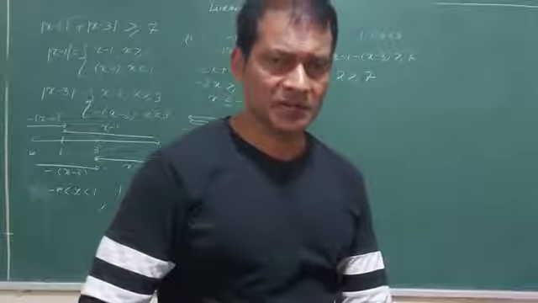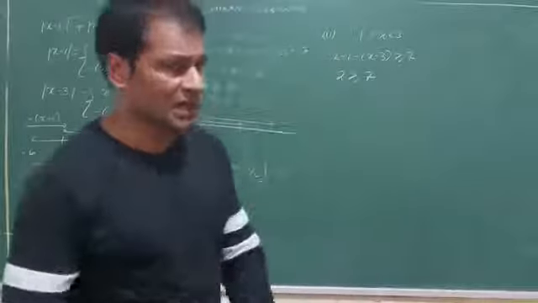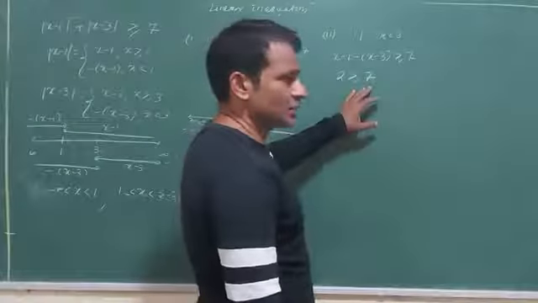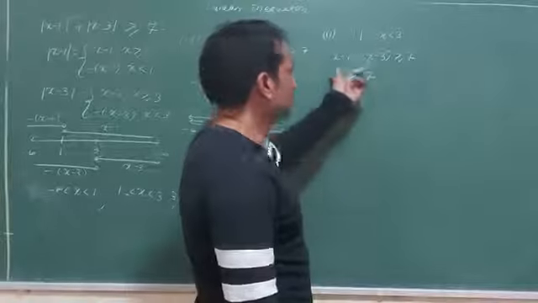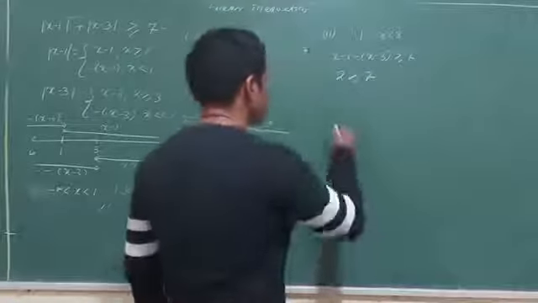2 cannot be greater than or equal to 7. Suppose it would have been 2 is less than or equal to 7, with no x left. What would be my answer? That would be my answer, the entire interval. But as this is false, there is no solution.